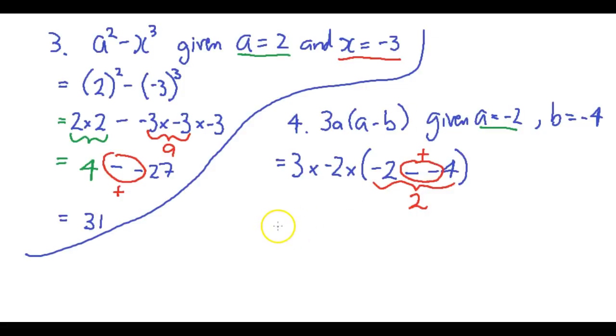Alright, so now I've just got a string of multipliers, and I work them out left to right. I'm going to do this one first, and then I'm going to multiply by 2. So 3 times negative 2, a positive times a negative is a negative, and 3 twos is 6. So I'm left with negative 6 times 2. A negative times a positive is a negative, and 6 times 2 is 12. So the answer is negative 12.